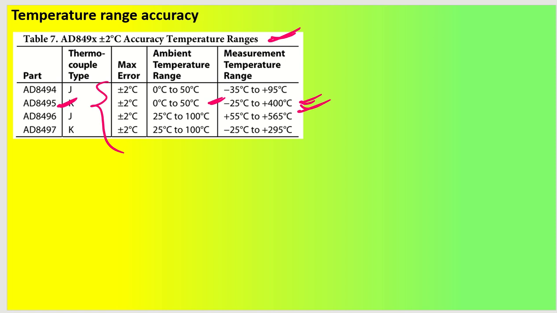Similarly, if you want to make a Celsius thermometer or something like that, this is enough. Minus 35 to 95 is enough. So in that case, the AD8495 will be a preferred choice.